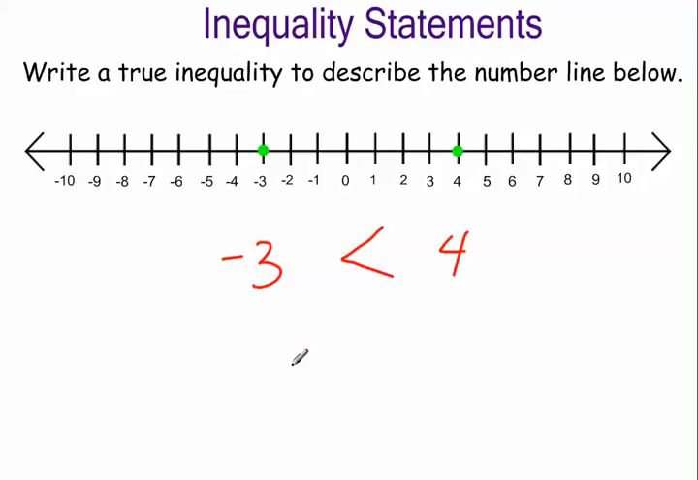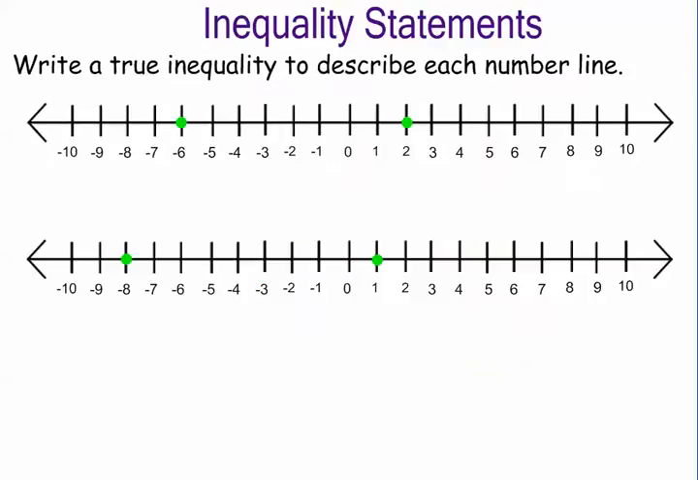Another way you could write this is if I had 4 and -3. If I just turned them around, well, 4 is greater than -3. So you could have written this 2 different ways. Both of them, you're going to write down the numbers, -3 and 4, and then you're just going to put an inequality, a greater than, less than sign in between. All right? I'm going to do one more with you.